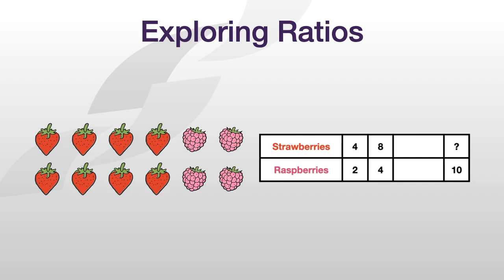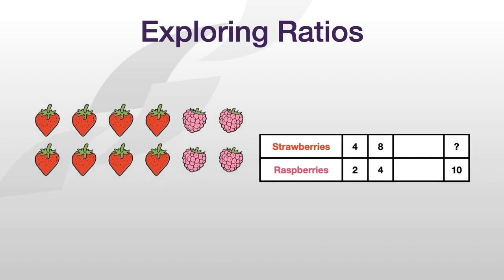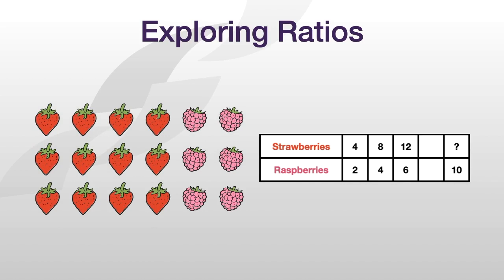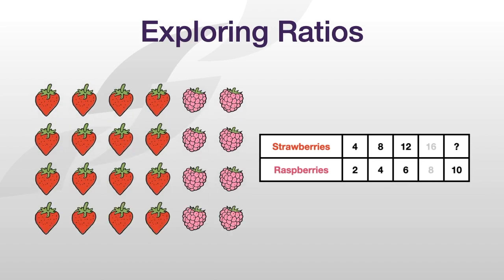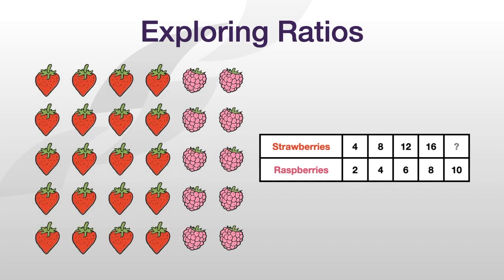8 cups of strawberries are needed for 4 cups of raspberries. 12 cups of strawberries are needed for 6 cups of raspberries. 16 cups of strawberries are needed for 8 cups of raspberries. And finally, 20 cups of strawberries are needed for 10 cups of raspberries. There are more efficient strategies for determining this value. For example, notice that 10 cups of raspberries is 5 times 2 cups of raspberries. Multiplying 4 by this same factor gives 20.